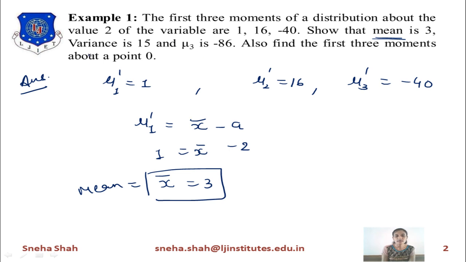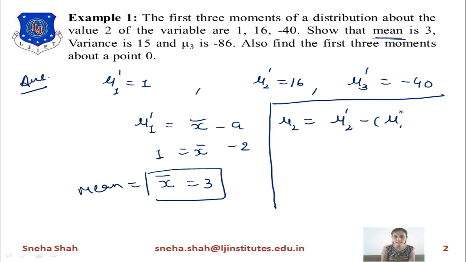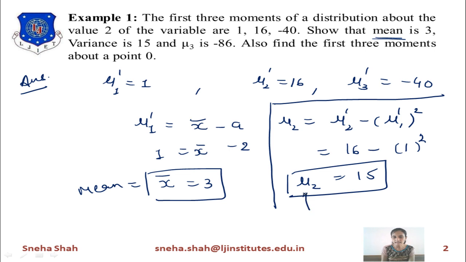Now the next term is the value of variance. How will we find the value of variance? Variance will be found by using mu2 dash. Mu2 equals mu2 dash minus mu1 dash whole square. Mu2 dash equals 16, and mu1 dash is 1, so 1 square means 1. So 16 minus 1 means 15. So the value of mu2 equals 15, and mu2 represents the variance. So we can say that variance equals 15.